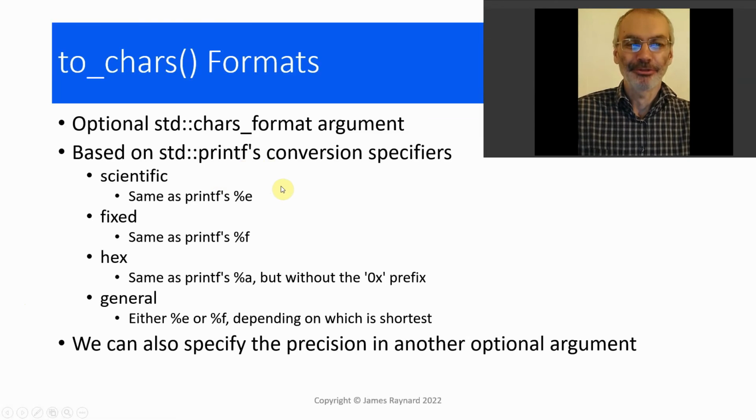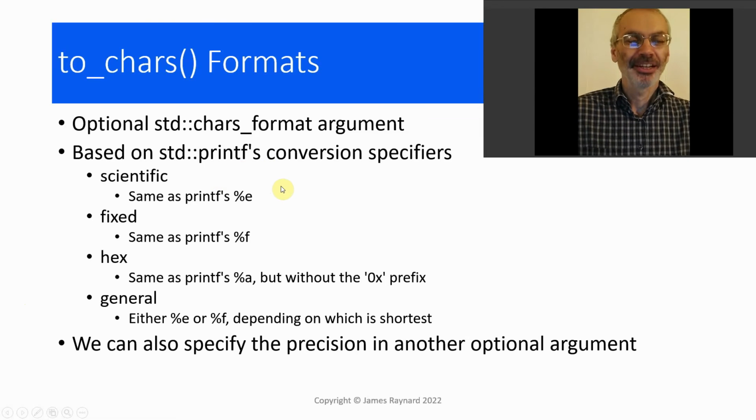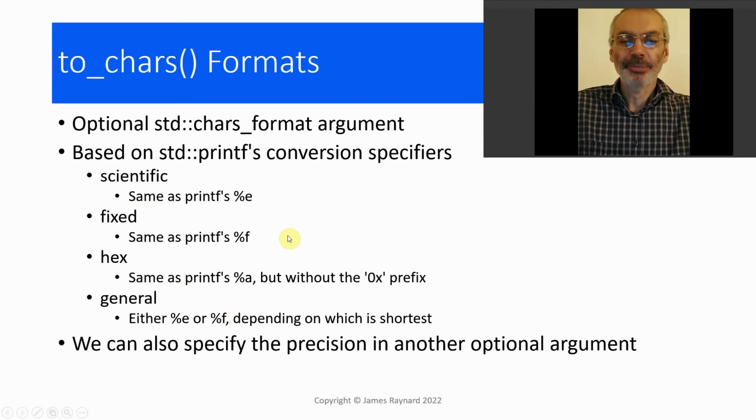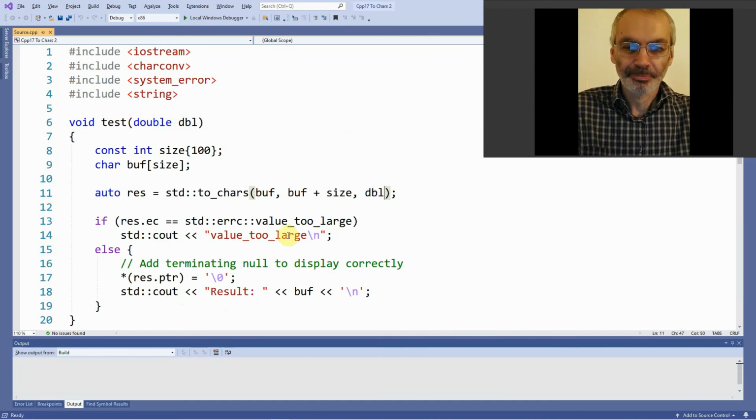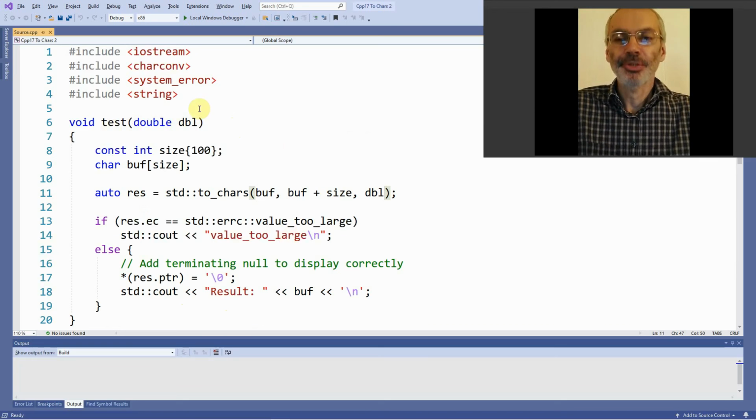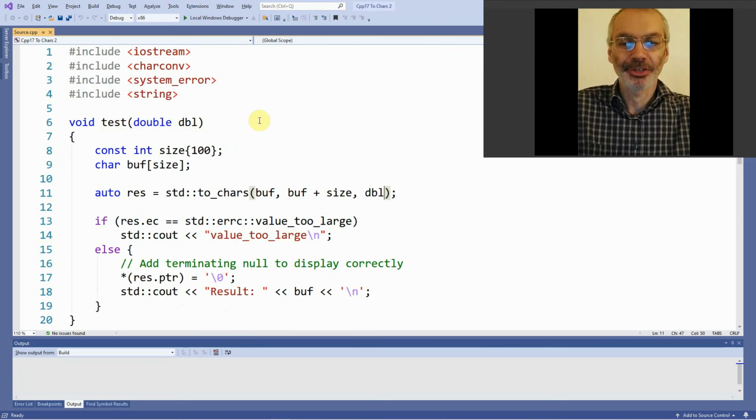So we have an array with buffer overruns and printf. This is in danger of turning into a C video, but don't worry, we're going to stay with C++17. So scientific uses %e, fixed uses %f, hex uses %a, and again this conversion ignores the 0x, and the default uses either scientific or fixed. We can also pass another argument which will give the precision, which is the number of digits we want in the result.